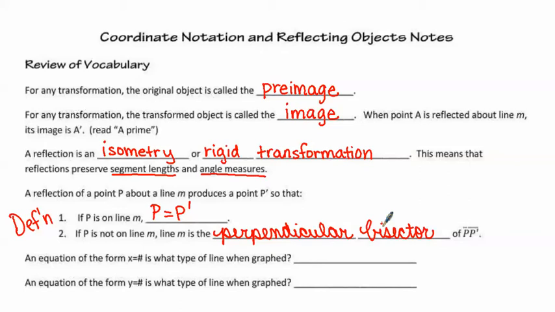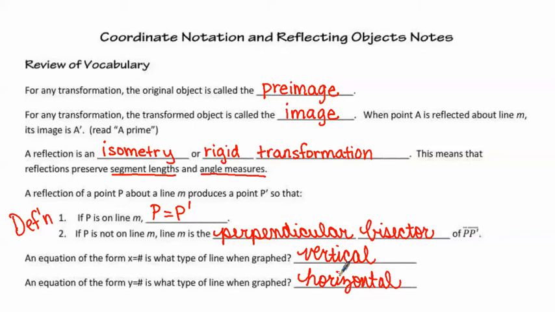These last two are more algebra related. An equation of the form x equals a number is what type of line when graphed? We know that produces a vertical line. And a line of the equation y equals a number will become horizontal. Okay, so these are some basic vocab terms associated with transformations and reflections that we're going to be using both in these notes and throughout our study of transformations in general.